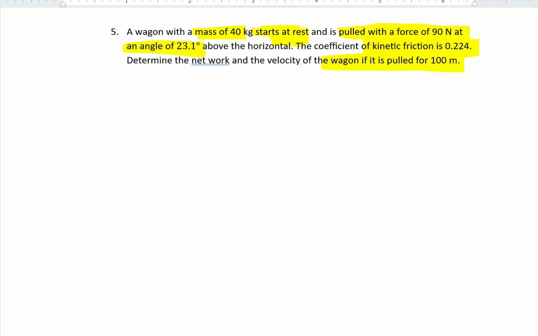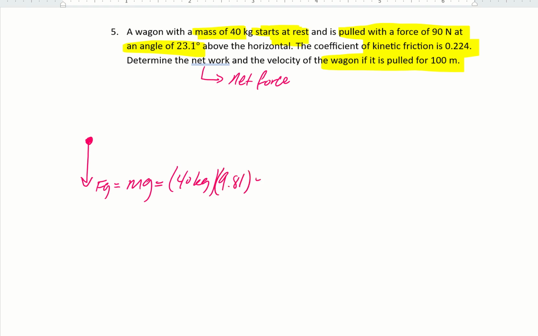Okay, for a problem like this, I would always start with a free body diagram, so you know the forces that are acting, because if we want the net work, we need to figure out the net force. Okay, so you know that there's going to be gravitational force. Fg equals mg, which is equal to a mass of 40 kilograms times 9.81, which is 392 newtons.